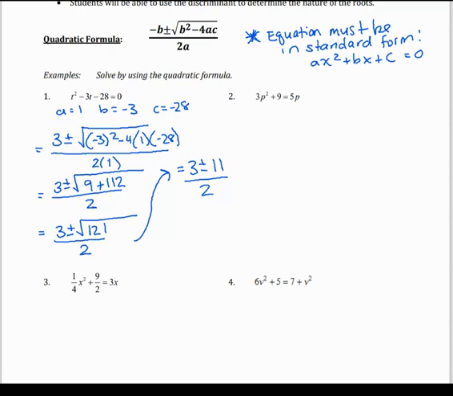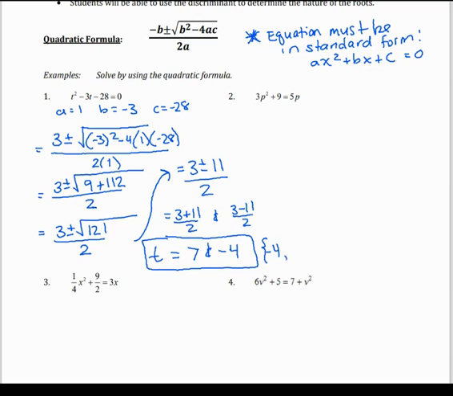At this point, we can now break it into two different solutions. One of our solutions is 3 plus 11 over 2, and the other is 3 minus 11 over 2. When we do that, 3 plus 11 is 14, 14 over 2 is 7, and 3 minus 11 is -8, and -8 over 2 is -4. Now remember, our variable is t here, so that's saying that t equals 7 and -4, or as a solution set, -4 and 7.